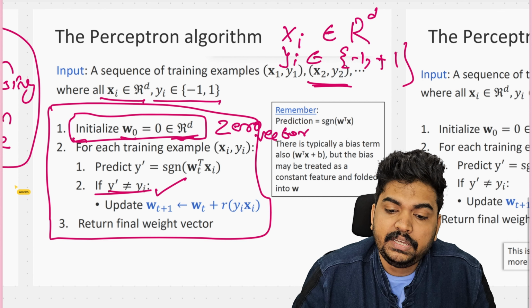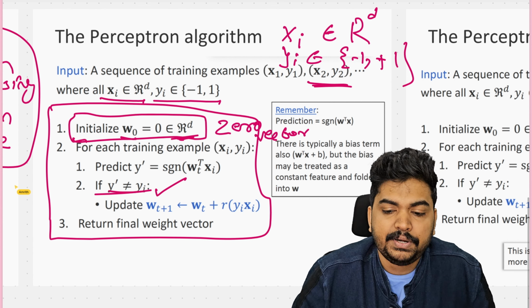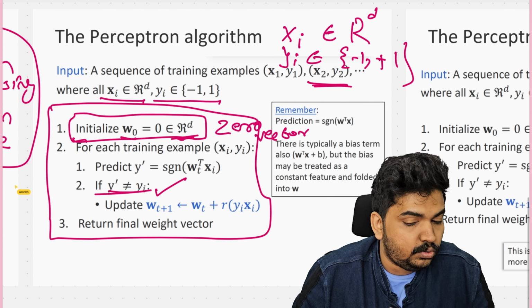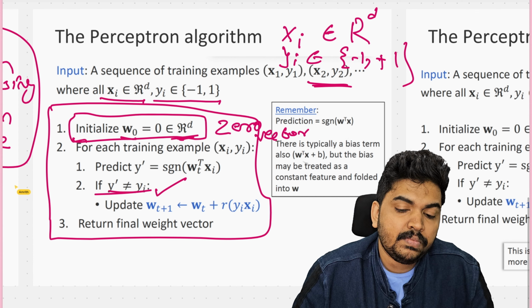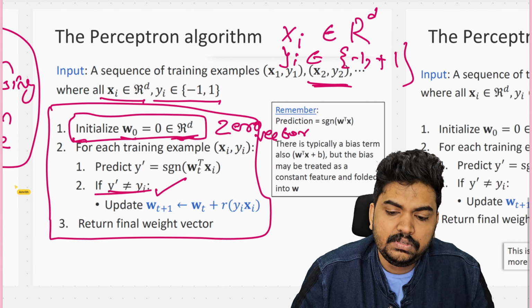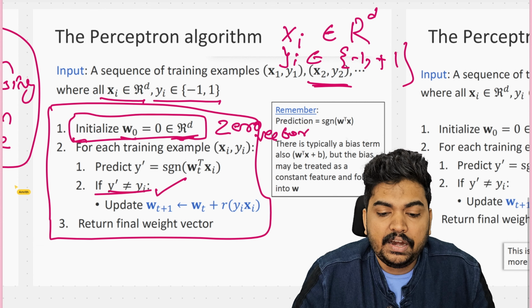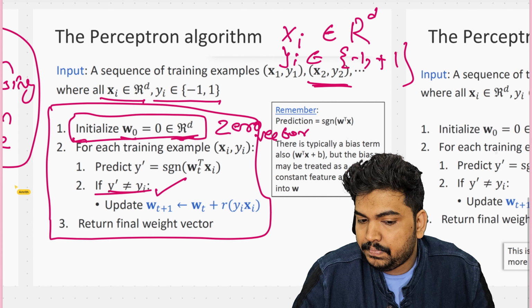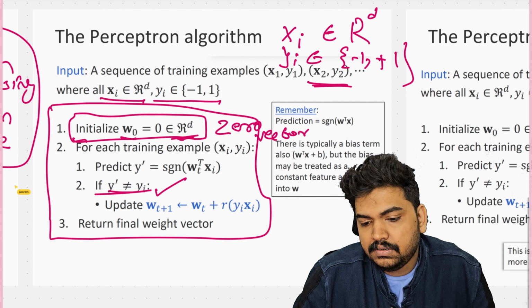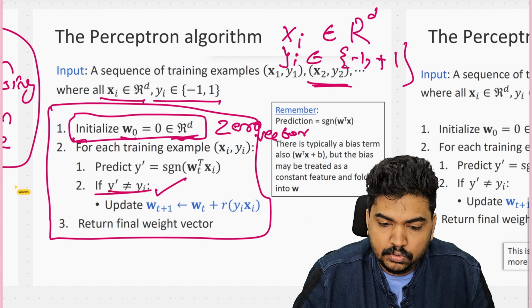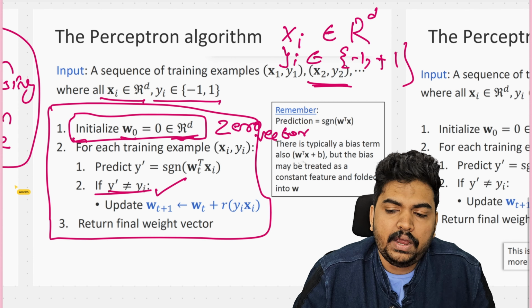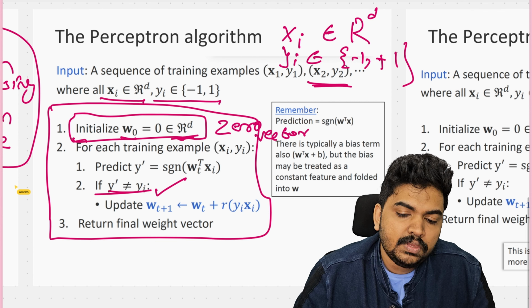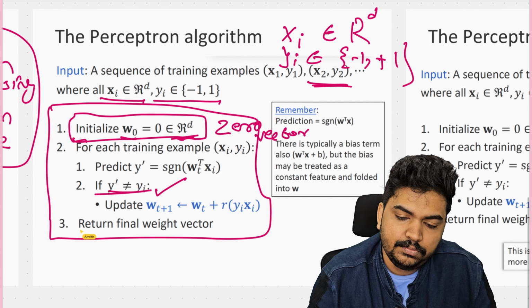Then we loop over every training example. For each training example, we make a prediction. If the prediction matches the ground truth, do nothing, just proceed to the next example. If the prediction does not match the ground truth, then we make an update. We continue this process until the training set is exhausted. Once the loop is finished, we simply return the final weight vector, which is the internal state or the final classifier.